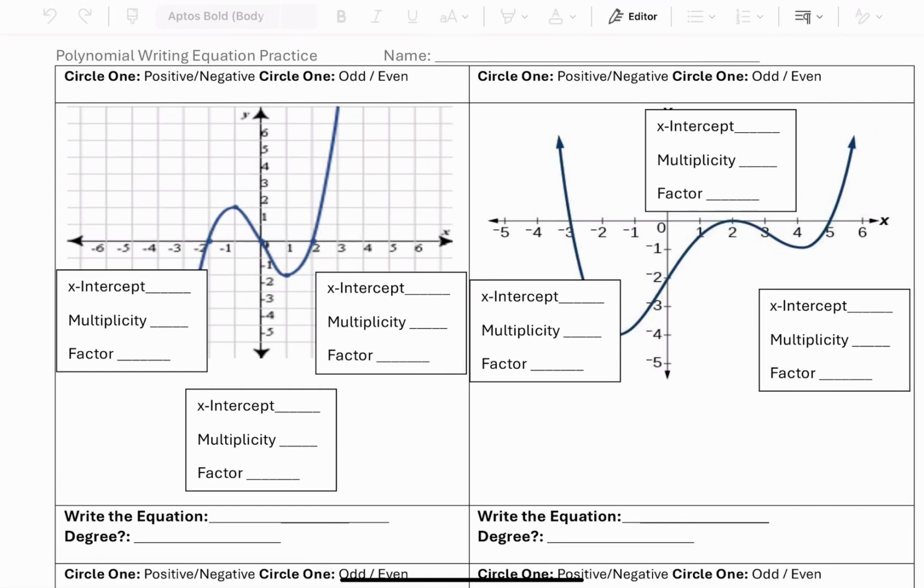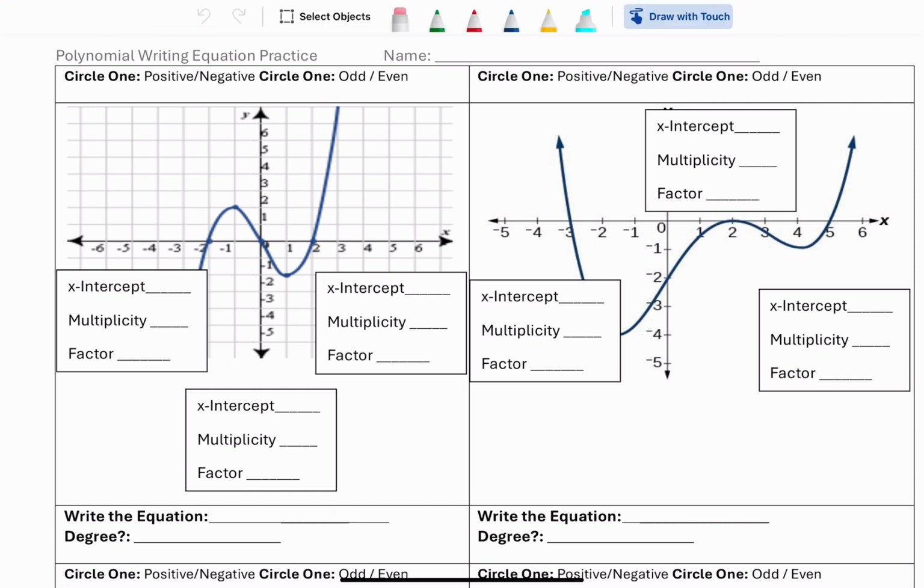Hey guys, so I'm going to go over how we write equations from a graph. We talked on Tuesday about how we start by looking at our x-intercepts. We talked about multiplicity, and what we did not talk about, but are going to talk about today, is how to write an equation from that.